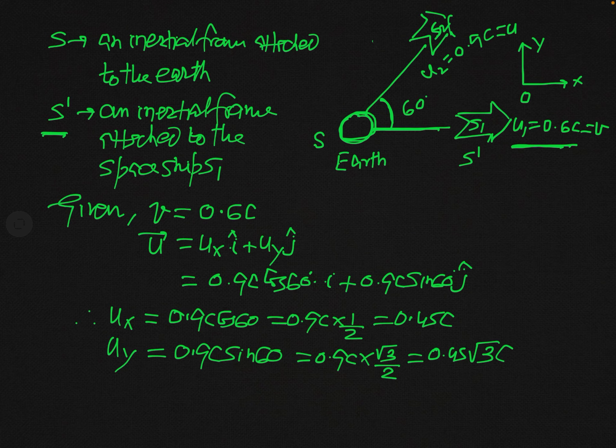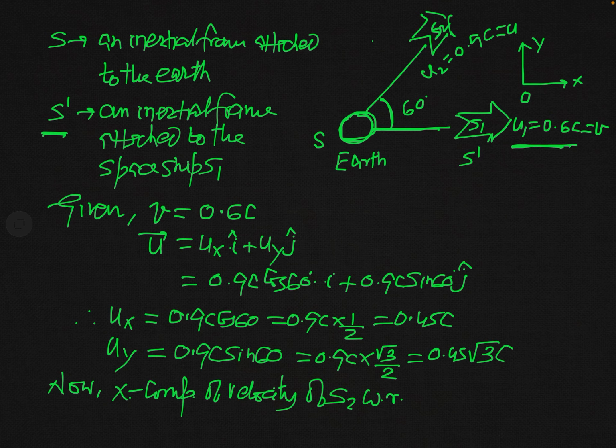This frame is S prime. So now let us use the velocity transformation equation. Now, the x component of velocity of S2 with respect to S prime. When you say S prime, that means S1.